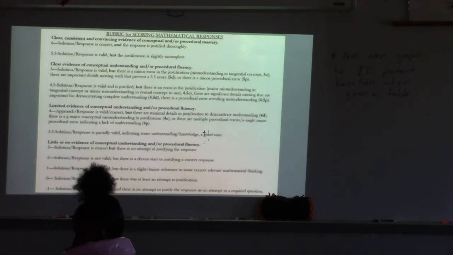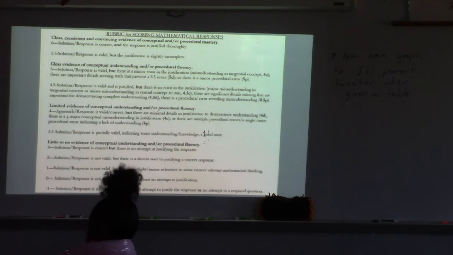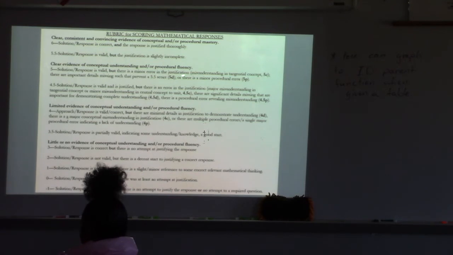So 5P is just like, you got it right, and you try to justify it, but you just had an error. No, so 5C would be an error in your justification, like some small part that's not essential to what we're talking about, it's just tangential, meaning it's related to but not the main point.